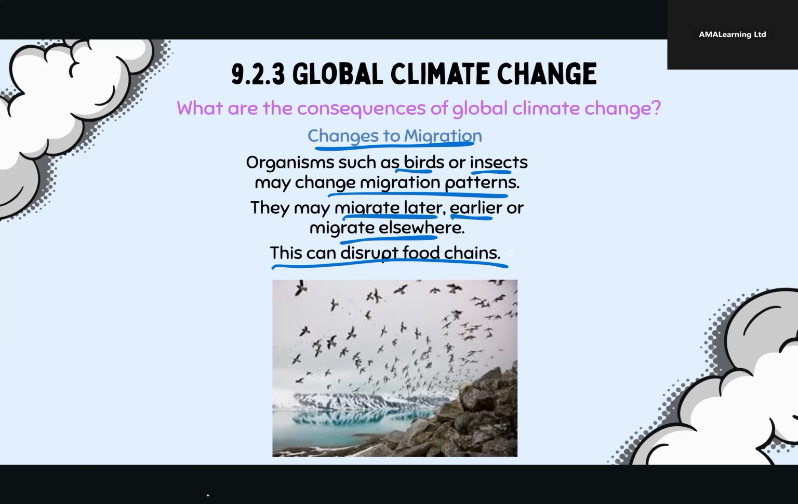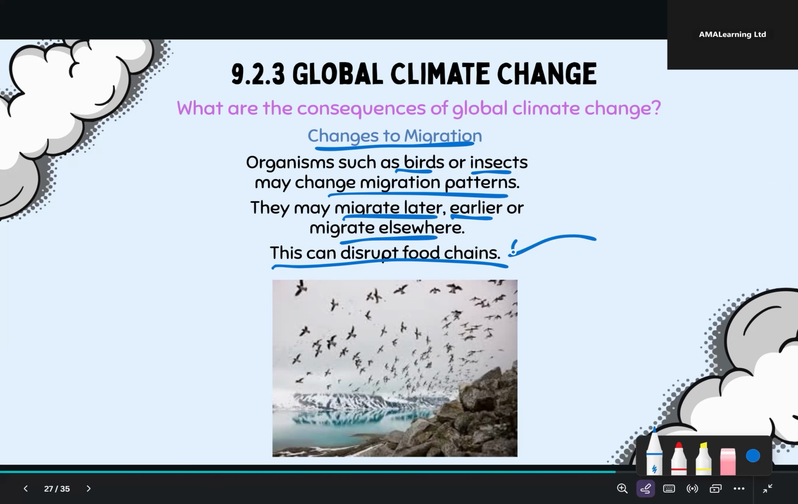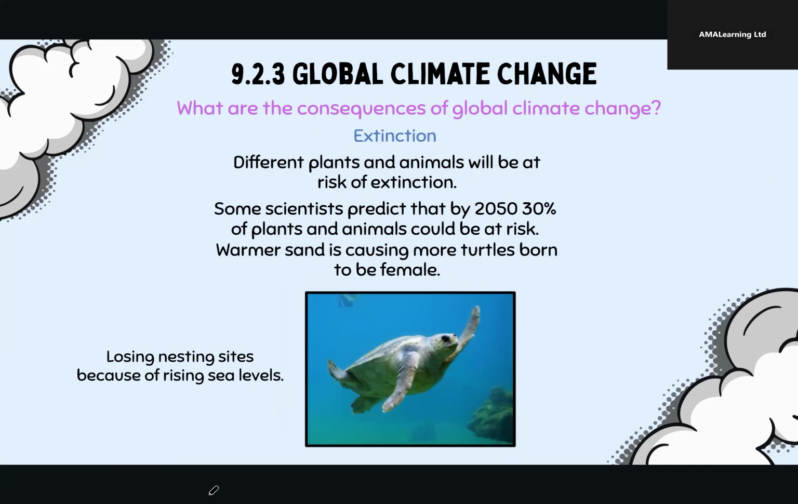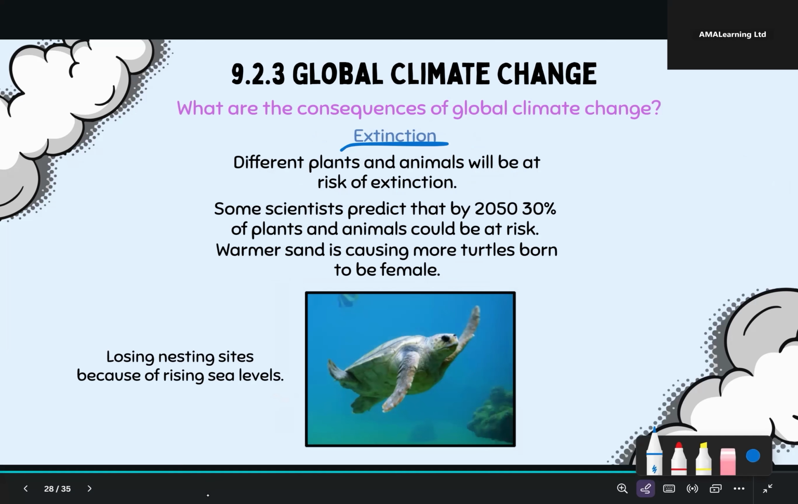And also this ultimately might disrupt the food chain because some of those birds are eaten by certain carnivores, and then that has a disruption to the whole chain. Okay, it also leads to extinction. So different plants and animals will be at risk of extinction.